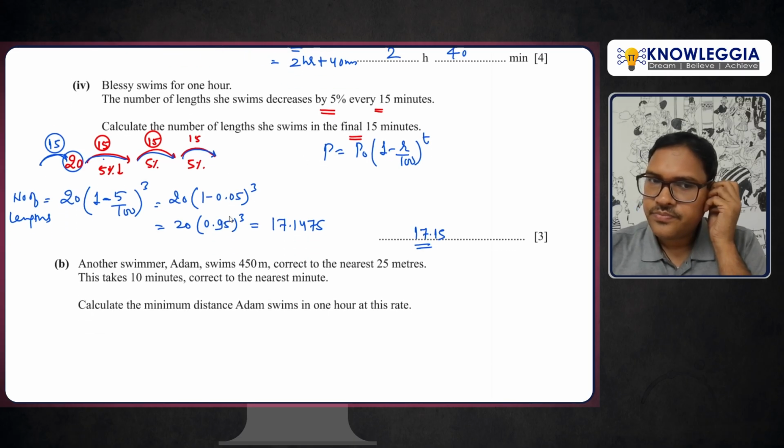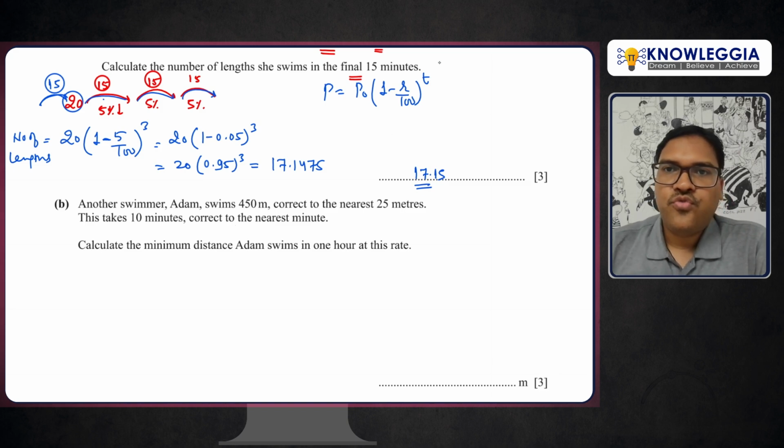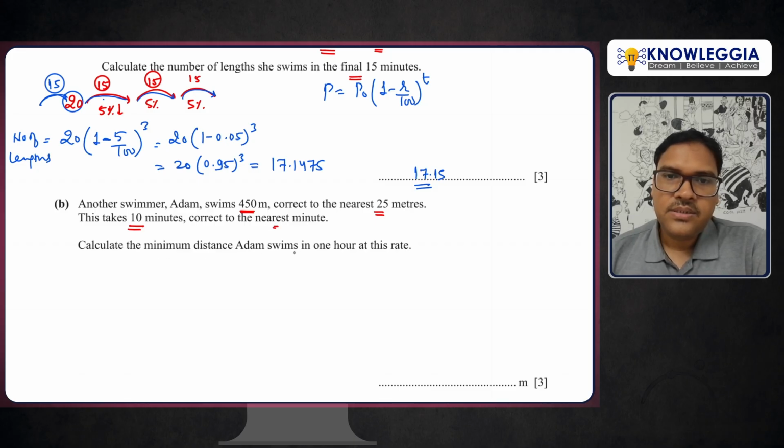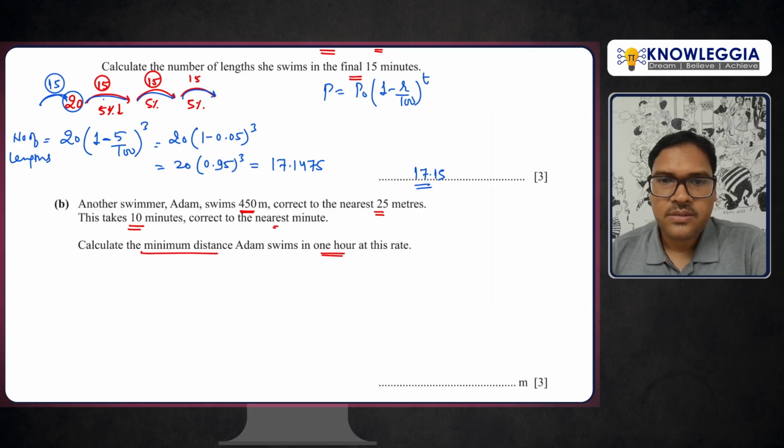Now, another swimmer, Adam, swims 450 meters, correct to nearest 25 meters. This takes 10 minutes, correct to nearest minute. Calculate the minimum distance Adam swims in 1 hour at this rate. So you have to calculate the minimum distance in 1 hour. So what is the distance traveled?